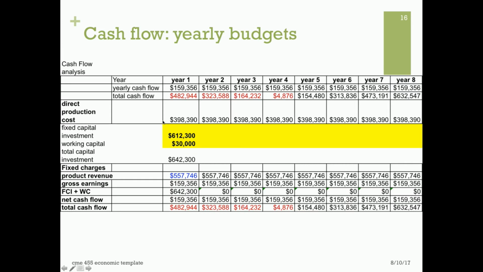So here is the cash flow. Here's the fixed capital investment from another tab. Working capital. Total capital investment is then $642,000. The first year, if I run at full capacity, that's a challenge, but let's suppose I could, $557,000. Gross earnings of $150,000. So fixed capital plus work capital there. The total cash flow is negative because I've generated a profit of $159,000. I've spent $642,000. So I made money, but I haven't paid back my initial investment.